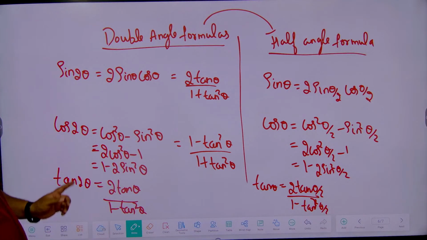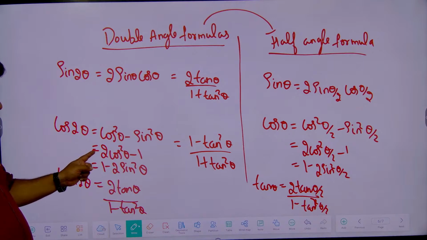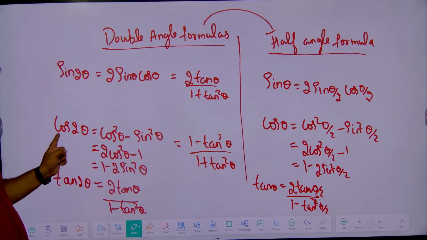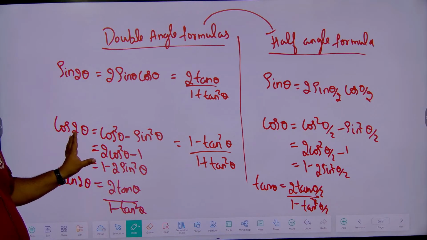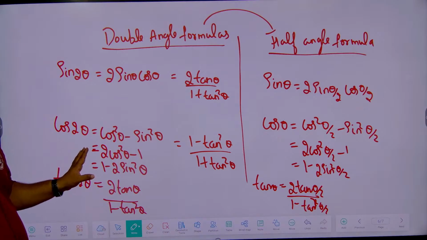So see here, we got cos 2 theta is equal to 2 cos square theta minus 1, and we also got cos 2 theta is equal to 1 minus 2 sin square theta. It is very important to focus on this. Okay, I will tell you why. Write this down first.